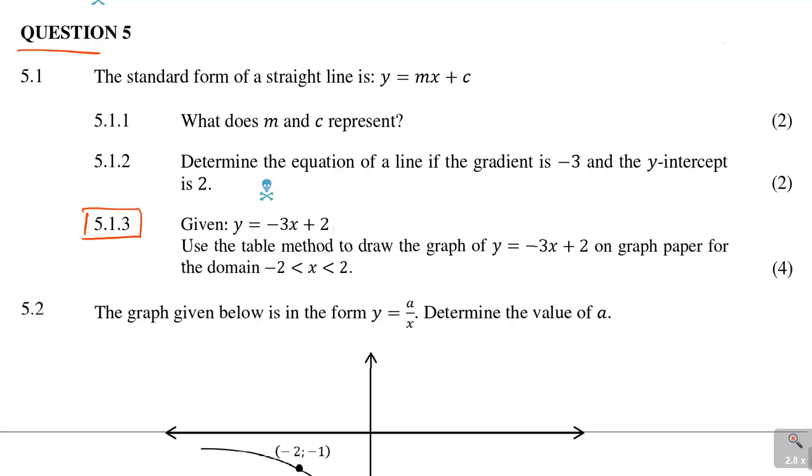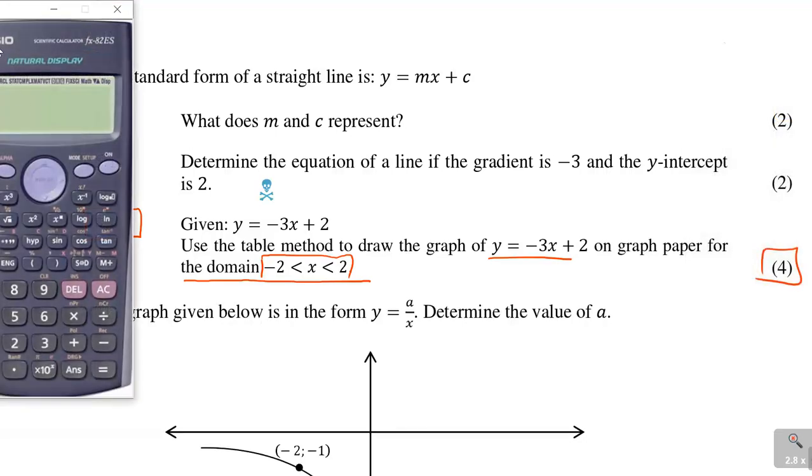It says, given y is that, use the table method to draw the graph of y is that on a graph paper for the domain. We're given that domain. See what we're given there? And then this is 4 marks. So what you can do here, you can use your calculator. Let me show you how your calculator can actually be used to draw that graph.